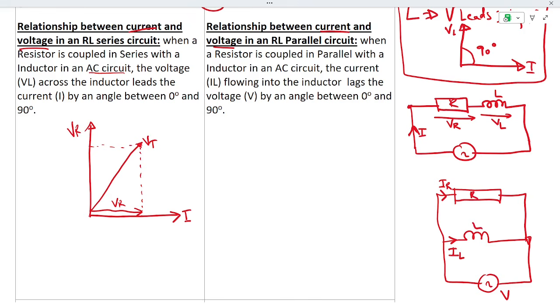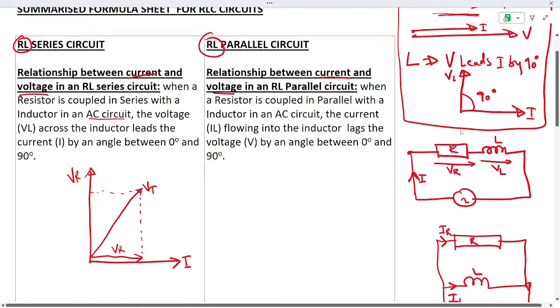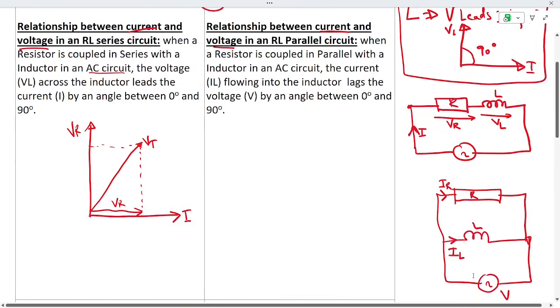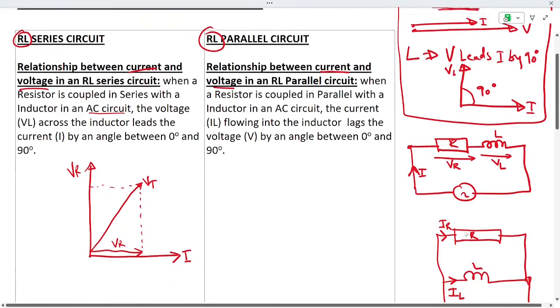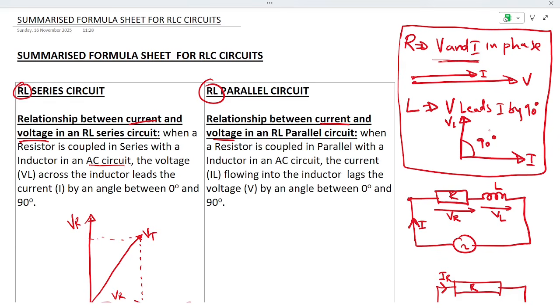So when you are dealing with a parallel RL circuit, how is the current versus the voltage in the resistor? The current is in phase with the voltage. Easiest thing. Now, in parallel, how is the current of the inductor versus the voltage? Here it says the voltage leads the current. What does that mean? It means the current lags the voltage. That's what it means by 90 degrees. It's actually the same statement, if you follow me.